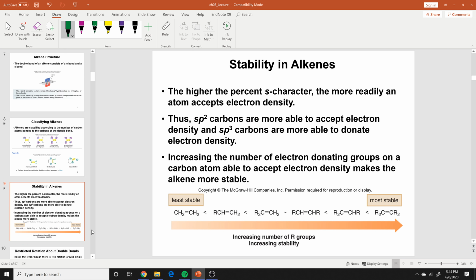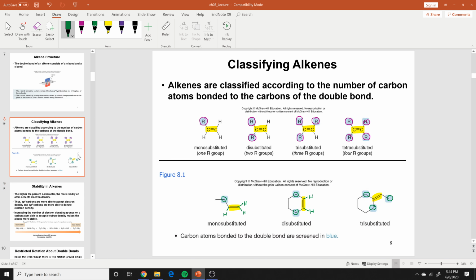So with respect to stability of the alkene, alkenes normally are more stable whenever you increase the number of electron donating groups on the carbon atom. If you take a look at the alkene structures in there, the different classifications of alkenes, if we consider the hybridization of each of these carbons, this is an sp2 hybridization for each of the carbons in the double bond. And then since it's an R over here, each of these R's is an sp3 hybridized carbon.